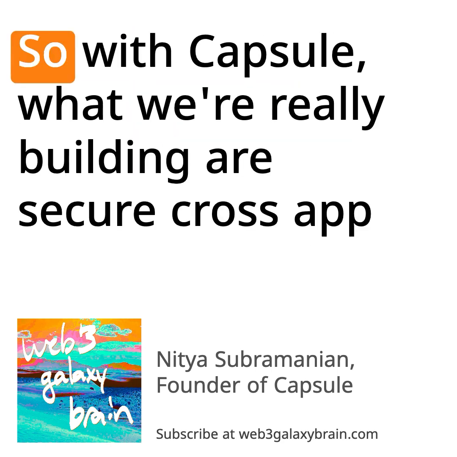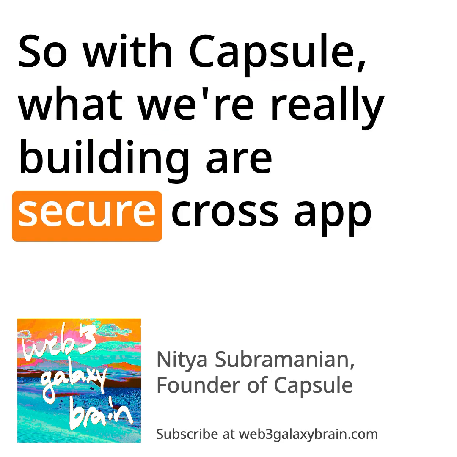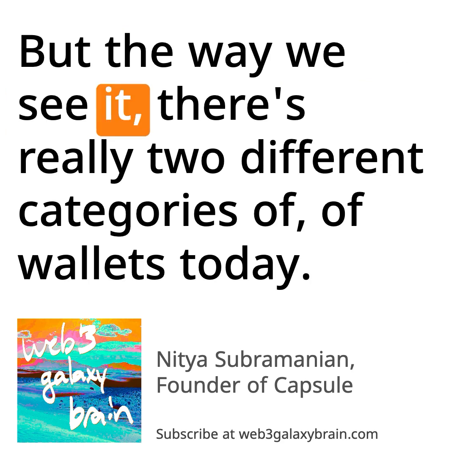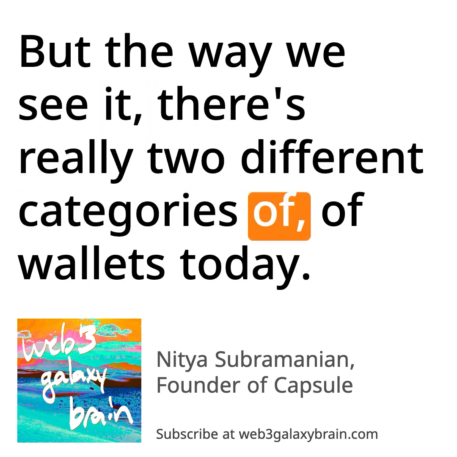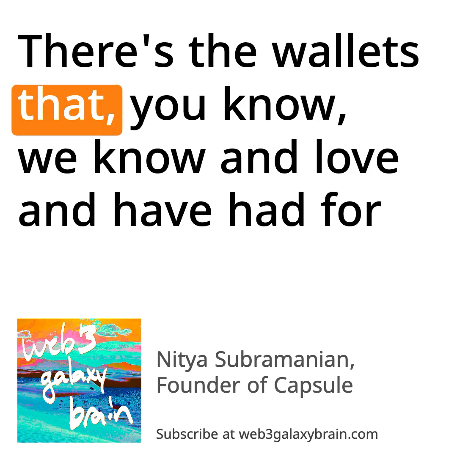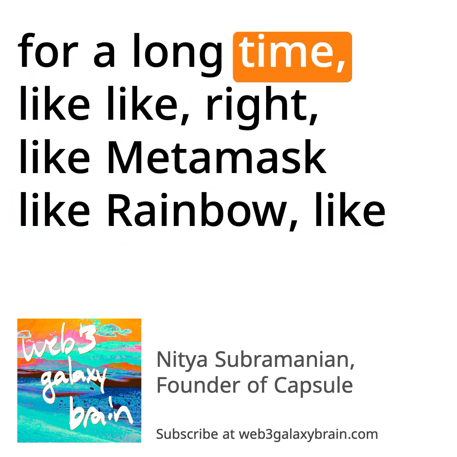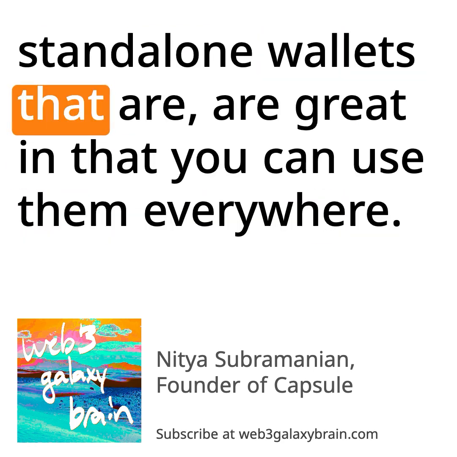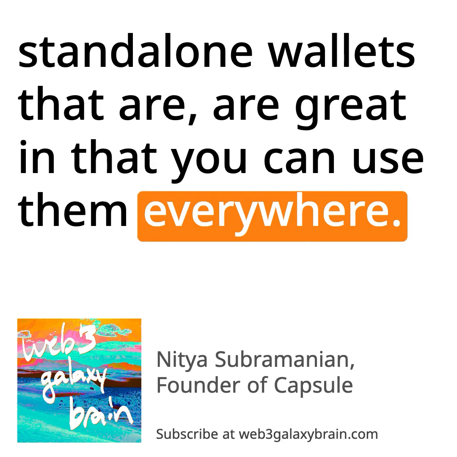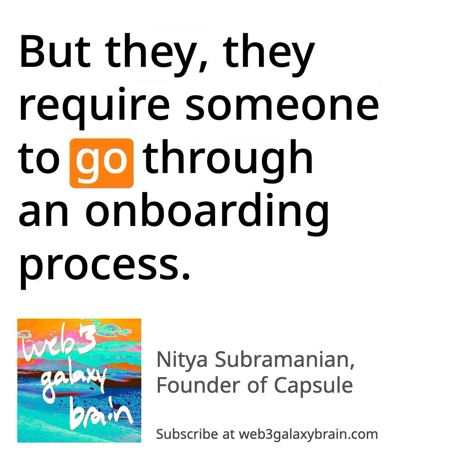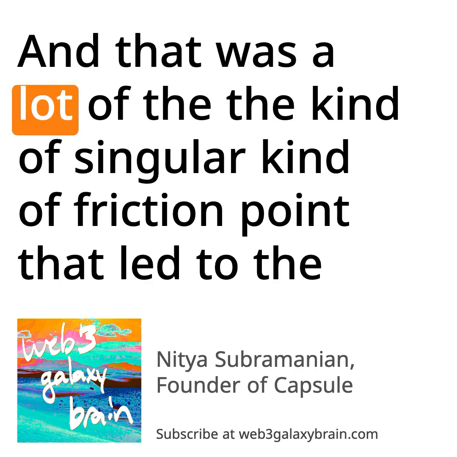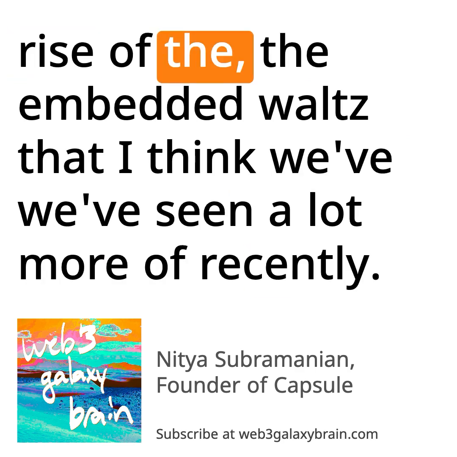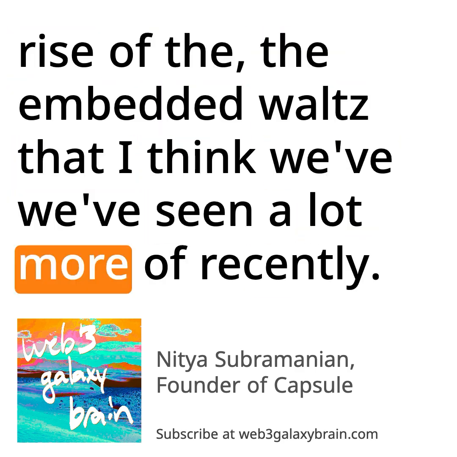Yeah, that's a great question. With Capsule, what we're really building are secure cross-app embedded wallets, and I'll unpack each part of that. The way we see it, there are two categories of wallets today. There are the wallets we know and love, like MetaMask and Rainbow, standalone wallets that are great and that you can use everywhere, but they require an onboarding process, and that was the singular friction point that led to the rise of the embedded wallets we've seen more of recently.